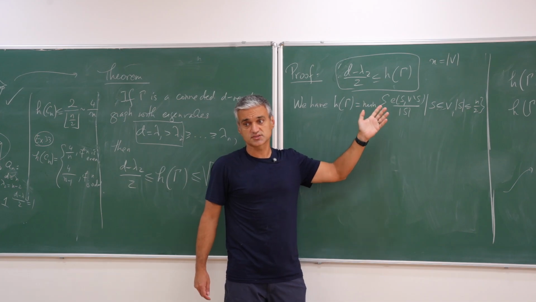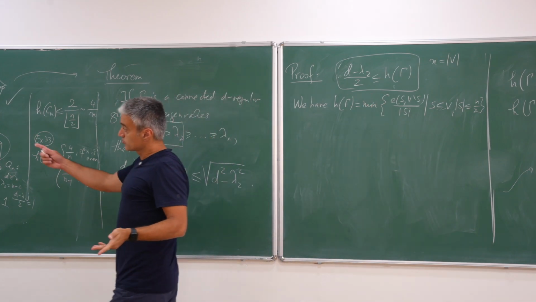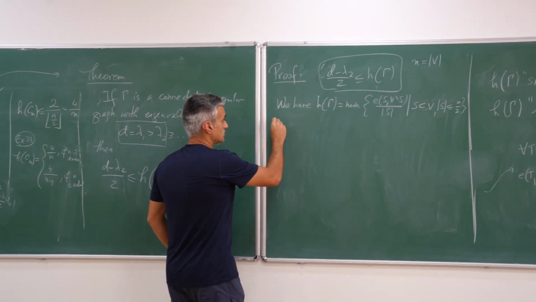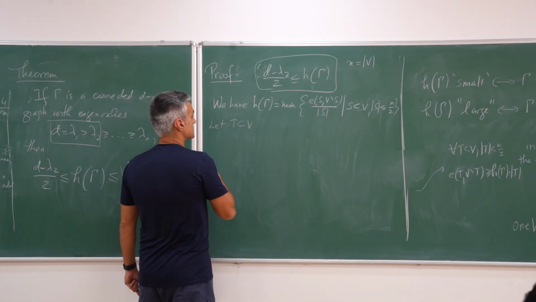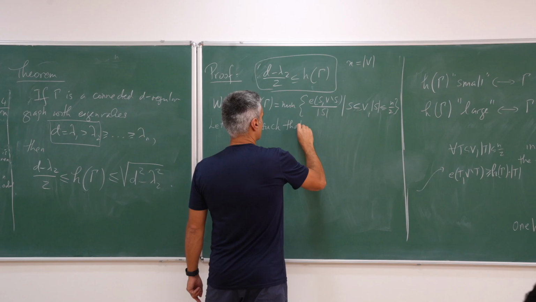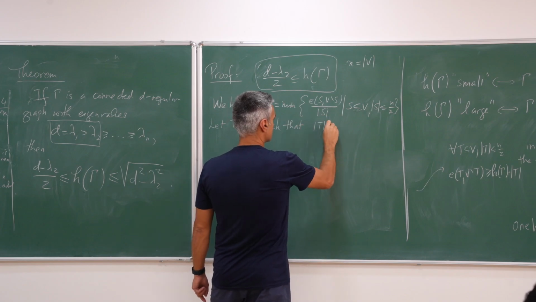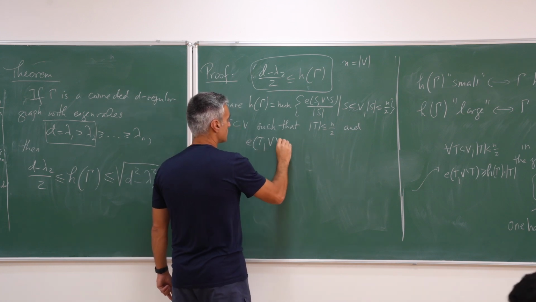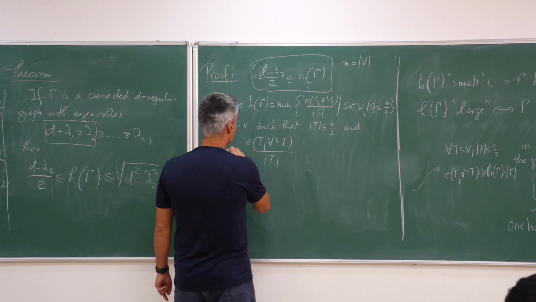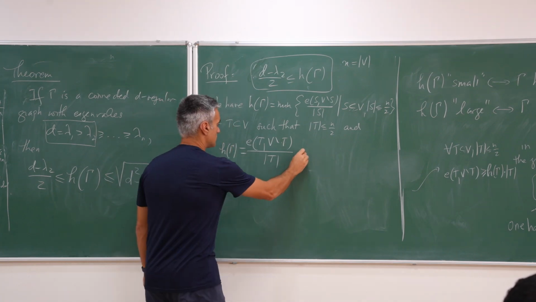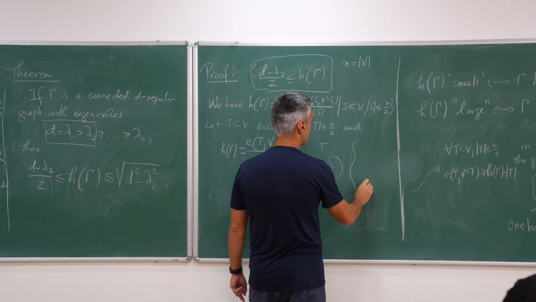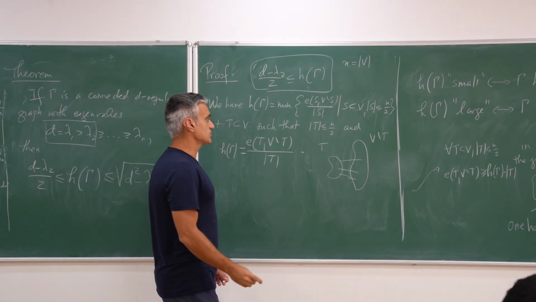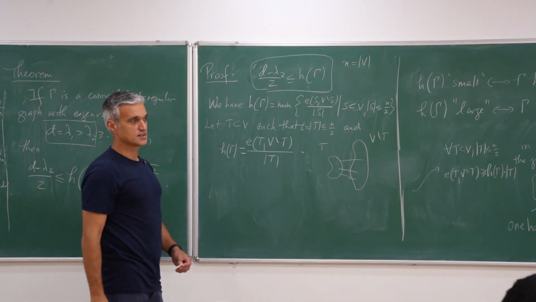So there is a subset S. There could be more subsets, like you saw here, the inner 5-cycle and the outer 5-cycle, such that you have equality. So let T be a subset of V such that the cardinality of T is at most n over 2, and the number of edges between T and V minus T divided by the cardinality of T is h of gamma. So I have some T here, and some V minus T, and some edges in between them. I'll denote the cardinality of T by lowercase t.